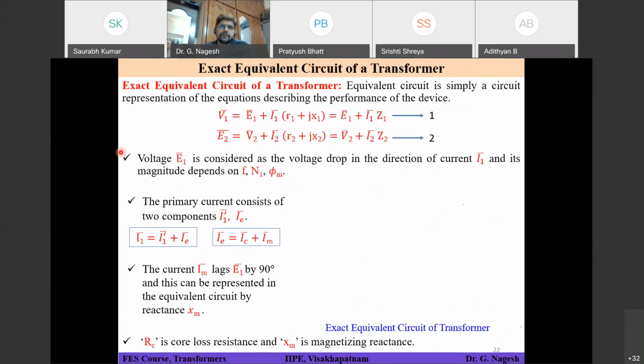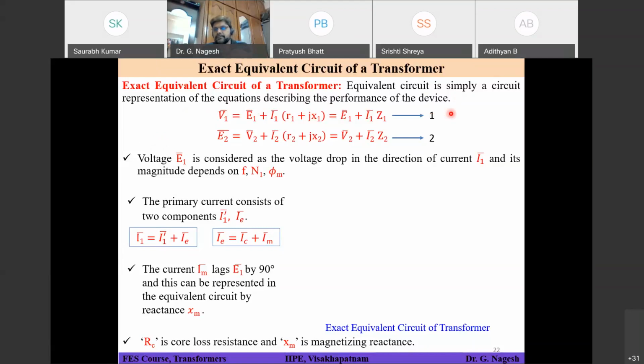Right, so after understanding all these things, we will try to draw the equivalent circuit of the transformer. We'll call it the exact equivalent circuit of the transformer. After that we will see an approximate equivalent circuit, what the difference is, and why it is needed. So, exact equivalent circuit. What is an equivalent circuit? An equivalent circuit is simply a circuit representation of the equations describing the performance of the device.